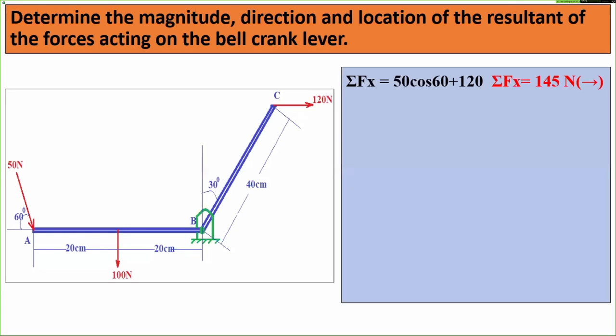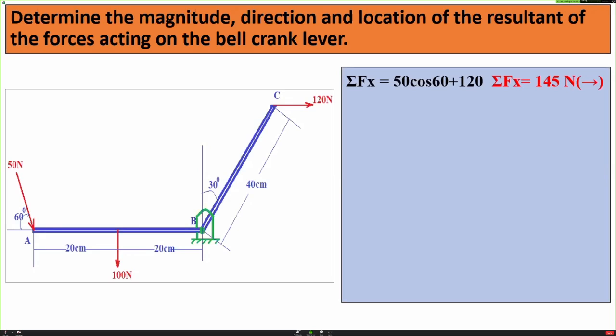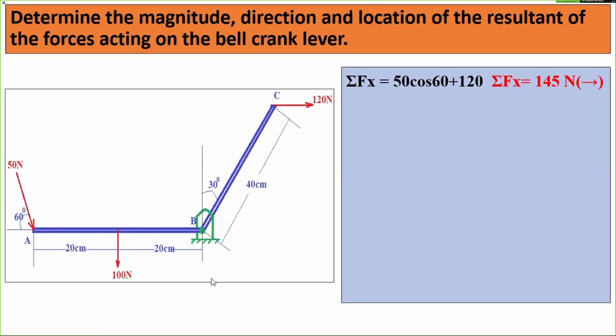So summation of Fx I will find out. We go one by one. First consider the force at A. The force at A is 50 Newton, its angle is 60. Always ask the question: is the force acting towards right or left? If it is acting towards the right, it has to be positive. So 50 cos 60 is positive. Then move to the force acting at C. The force is acting towards the right. It's a horizontal force, so its x component will be 120 itself, and that is positive 120. Then the next one, the 100 Newton force. What will be its x component? It's a vertical force, so its x component will be 0. So summation of Fx, I got 149 Newton.